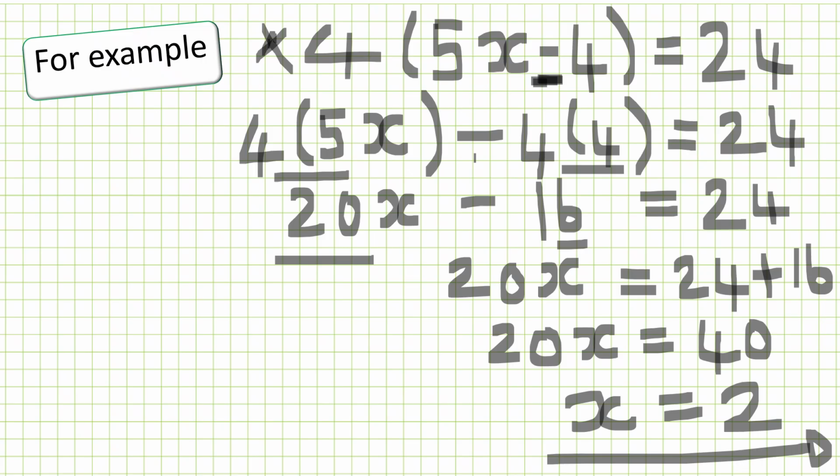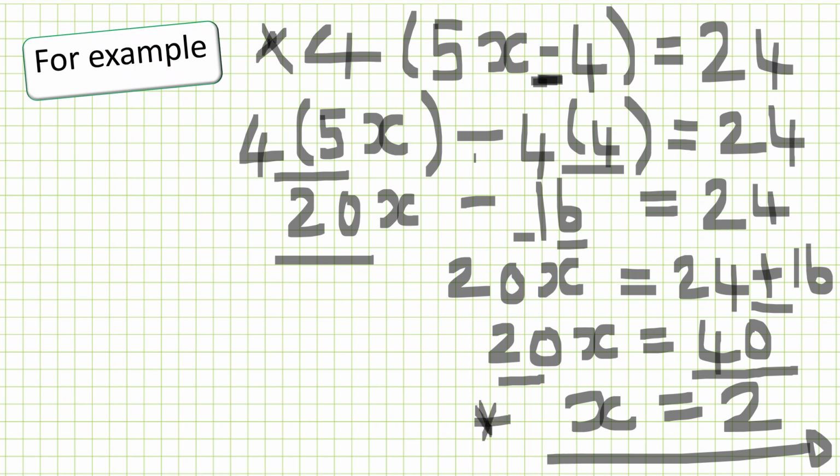So 20x minus 16 is equal to 24. Then we take the 16 to the right-hand side, and it becomes plus 16. So we're left with 20x is equal to 40. And if we want to remove the 20, we can divide by 20, but what we do to the left-hand side, we must do to the right-hand side. So 20x is equal to 40.